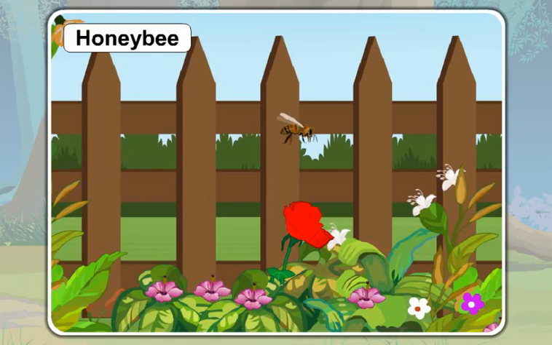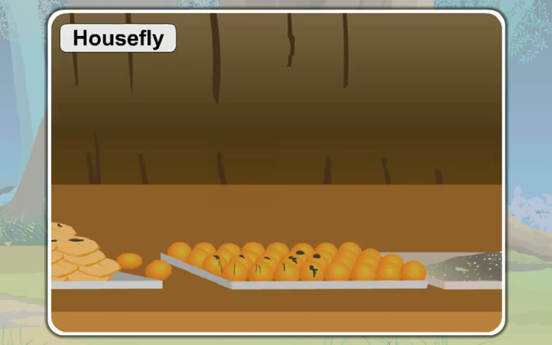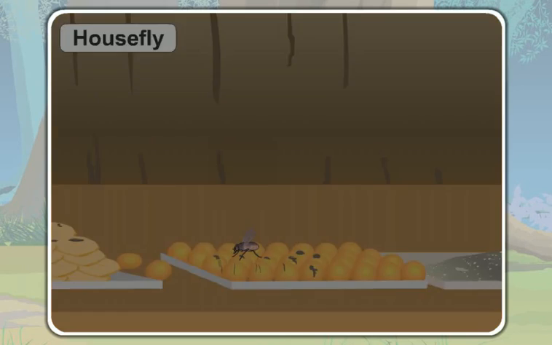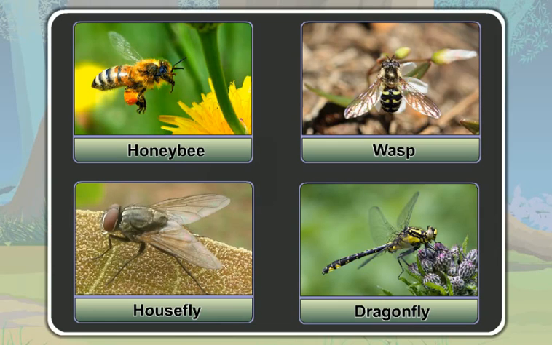Like a mosquito, a honeybee produces buzzing sound. A wasp also produces buzzing sound. A housefly produces buzzing sound. A dragonfly produces buzzing sound. When these insects flap their wings very fast, buzzing sounds are produced.